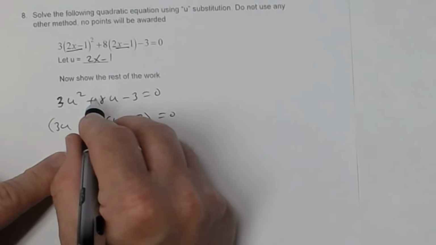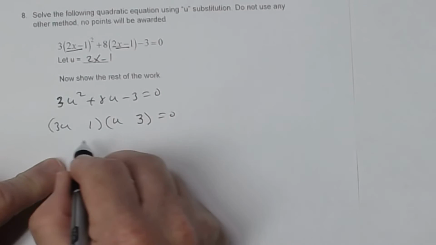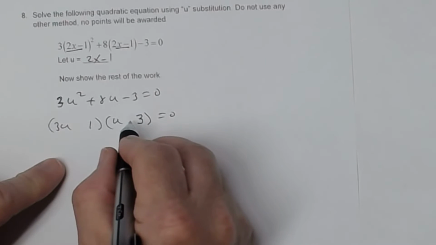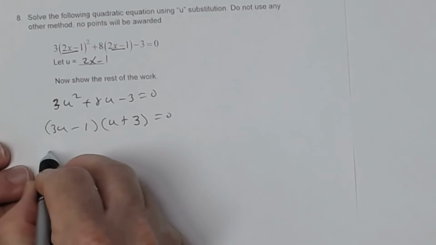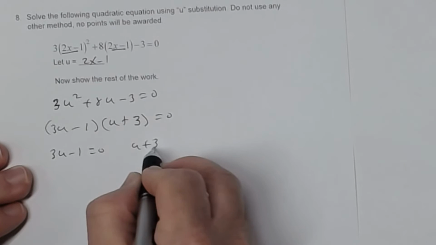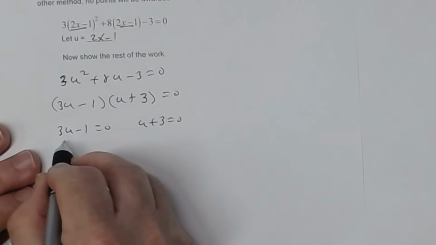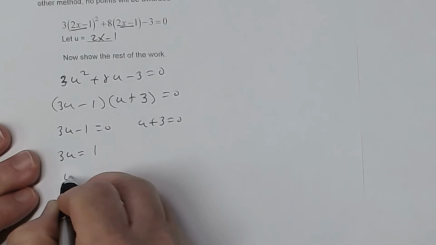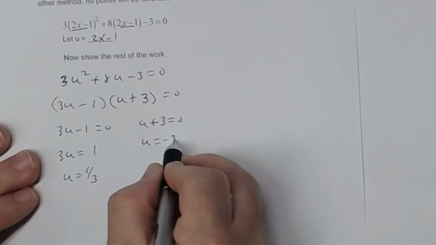Since I want the middle term to be a positive 8u, this is 9u, this is 1u, so that means the 9u has to be positive. So we get this. Now we're going to set each factor equal to 0 and solve for u. When I solve for u, I get 3u equals 1, so u is 1/3. Over here, I get u equals negative 3.